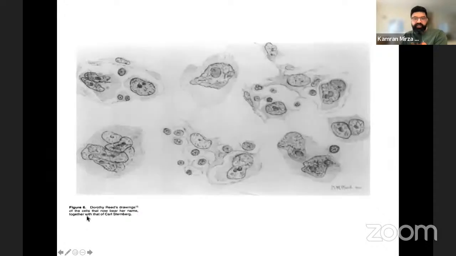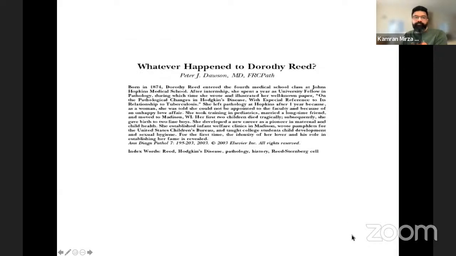And it's also a very interesting story. These are her original drawings from the 1800s, where she is looking at these interesting looking cells that look like eyes, right? There are different variations of these. But, you know, Dorothy M. Reed basically drew these out.